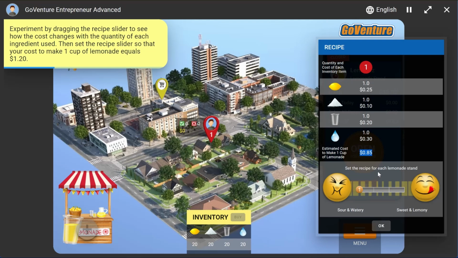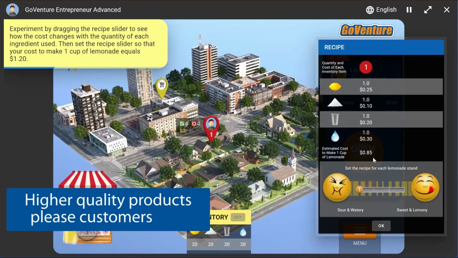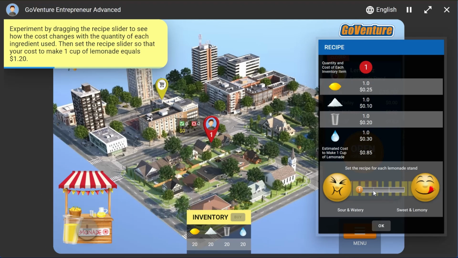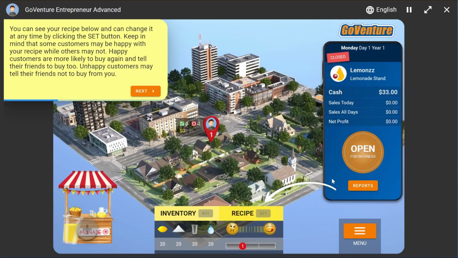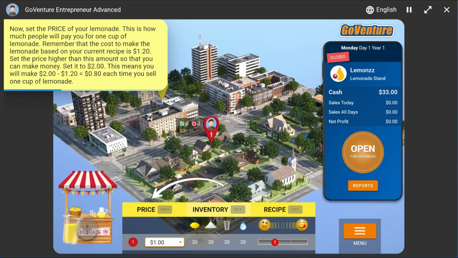But here's the challenge. In business, there's always compromise. The compromise here is I can choose sour and watery to have a lower cost of goods, but my customers may not be as happy. They may not return. They may not be willing to pay a higher price for a lower quality experience. Now the tutorial is telling me to choose the option right here where it costs $1.20. So that's what we're going to start with. So keep that in mind. It costs us $1.20 to make 1 cup of lemonade. So when we sell this cup, we got to make sure it's going to be a little bit more than that. Let's move on.